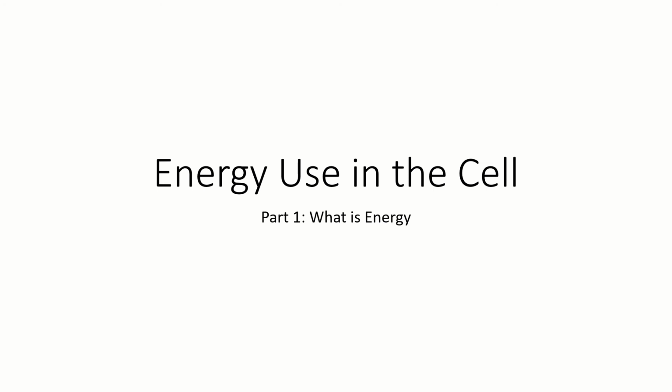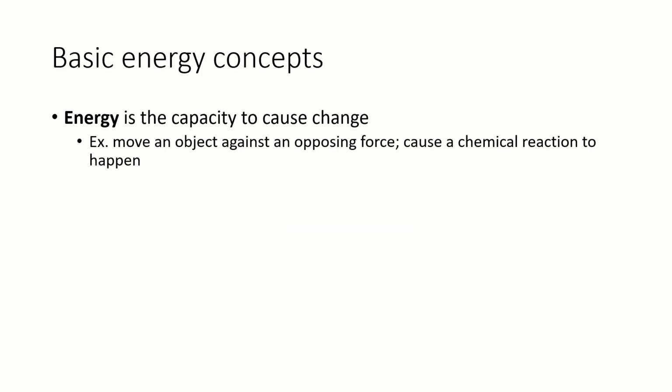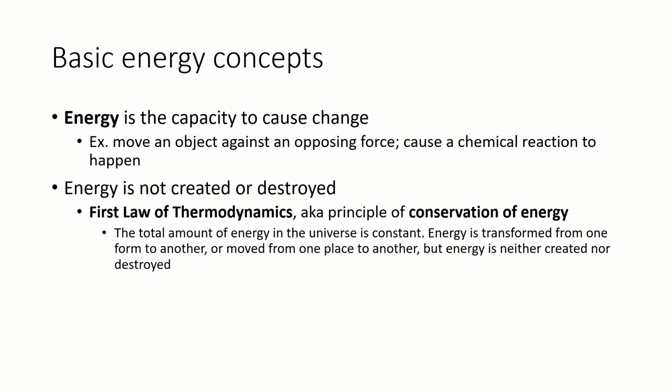Hey, it's Professor Gould, and in this set of lectures, we're going to talk about how cells use energy and what they use for energy. So we're going to start off really basic with what do we mean by energy. Energy is the capacity to cause change. So if you are moving something against a force or causing a chemical reaction to happen, or lifting up your textbook to study, all of those things require energy, and energy is the capacity for making those things happen.